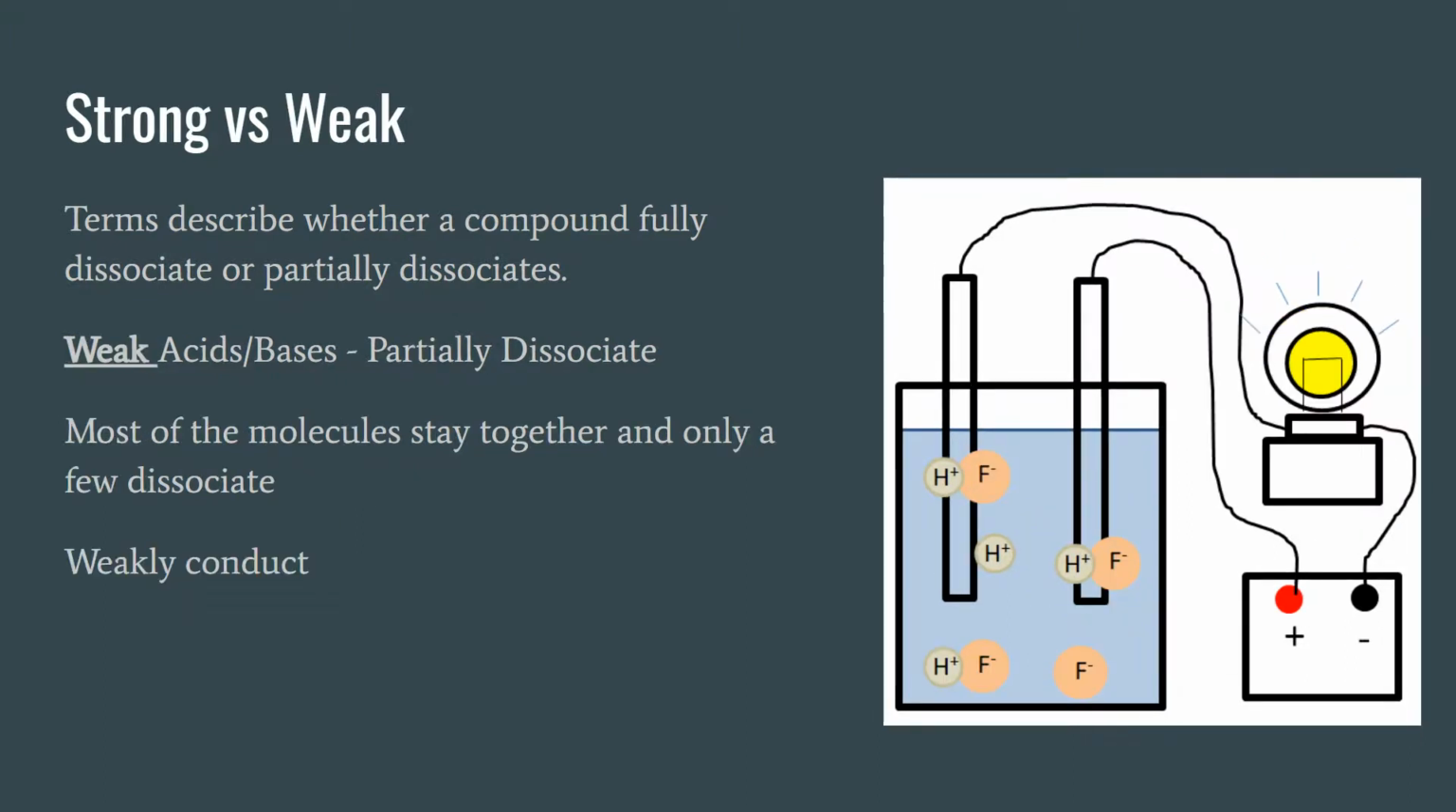In contrast to that, we have weak acids and weak bases, and this term weak describes a compound that only partially dissociates. A weak acid or a weak base will stay together for the most part in water, or rather the molecules will stay together, but a few of them will dissociate. So in the picture here we have hydrofluoric acid, and we see the HF is still bonded in the case of most of these molecules, but every now and then you do get them separated by a little bit.